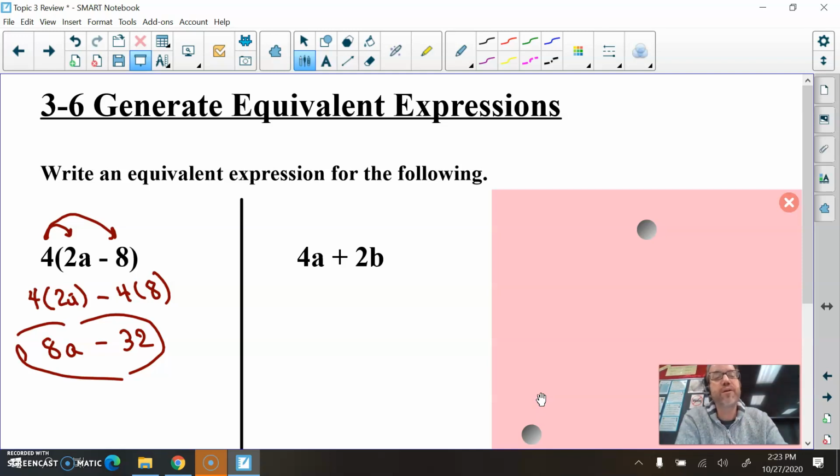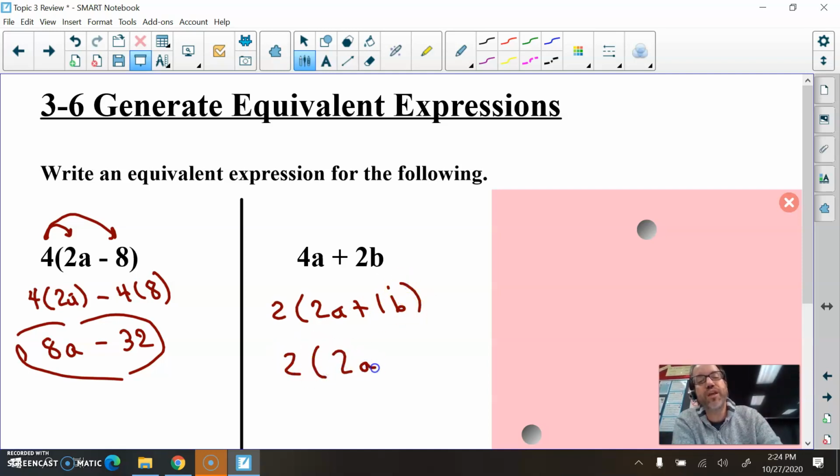All right, 4a plus 2b. Now this one, I don't have anything times a quantity. I have to go backward this time. It's like I'm taking an answer and working back to what we started with. So I look here and I can divide them both by 2. So I have 2 times the quantity 2a plus 1b, or just 2 times the quantity 2a plus b.